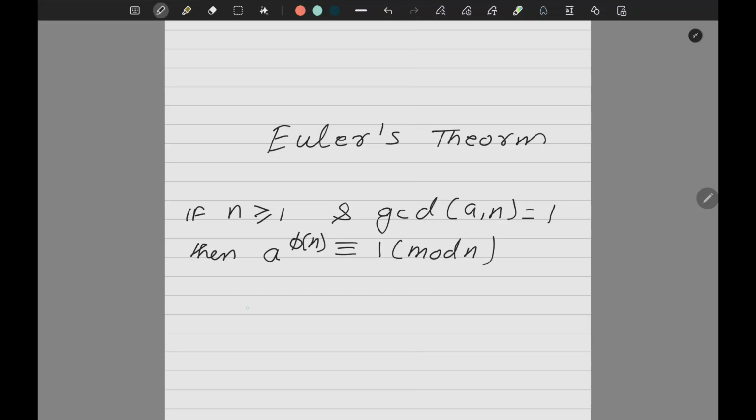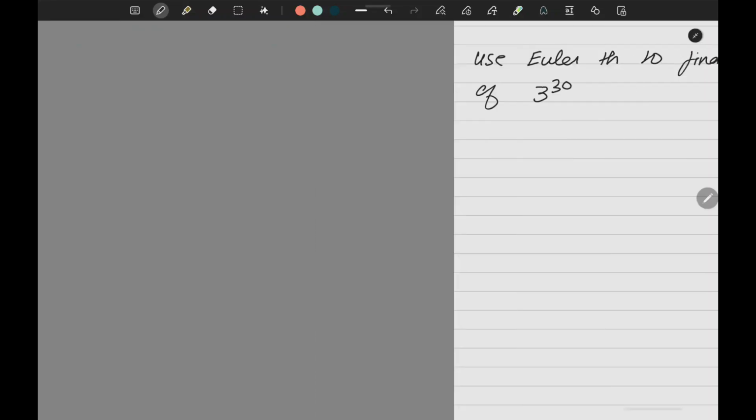Let me remind you, this phi n is called the Euler's function and it counts the number of numbers before n which are co-prime to n. So it is basically a count, which we have done in the previous video. Now let us see the application of this theorem and how to apply it to solve questions.